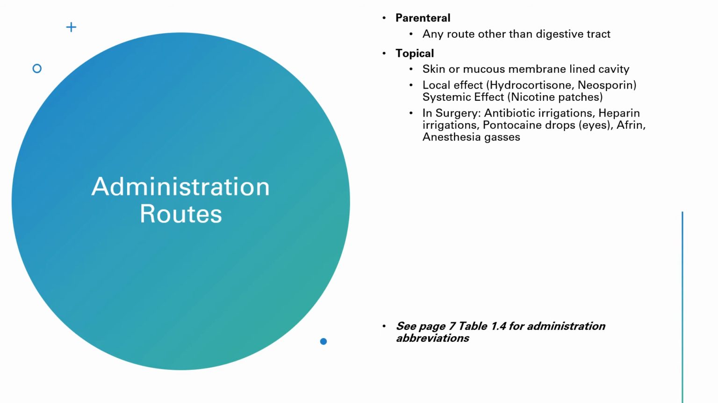So topical. These are intended for application to the skin or the mucous membranes. Okay, some work at the site of application for a local effect. These are going to be like your steroid creams, like hydrocortisone or Neosporin. And some work throughout the body for a systemic effect. Okay, so these are going to be our antibiotic irrigations, heparin irrigations, Pontocaine drops we give in eyes. We've already gone over Afrin, and also our anesthesia gases.